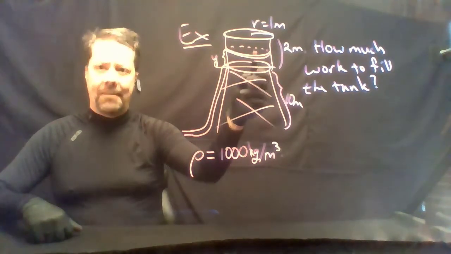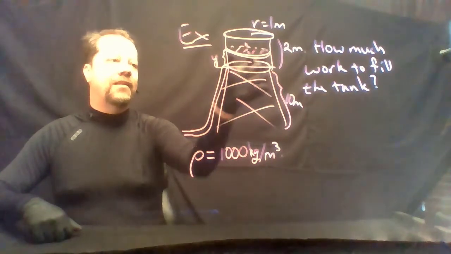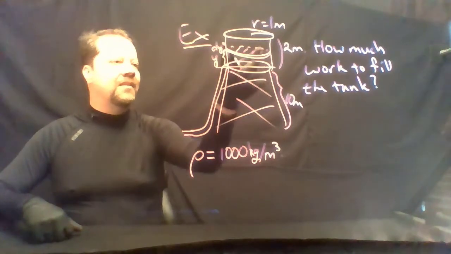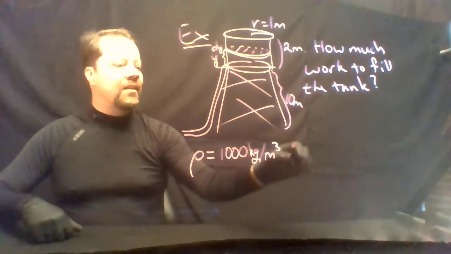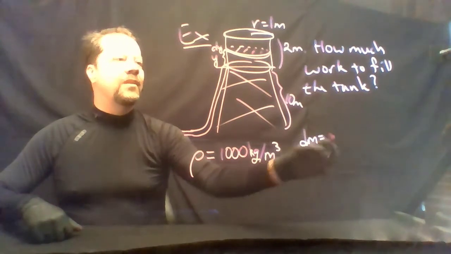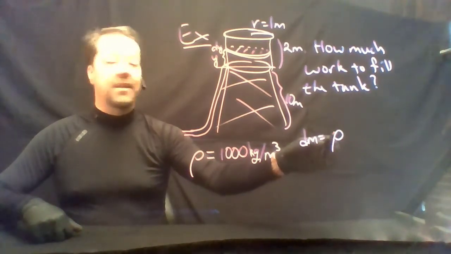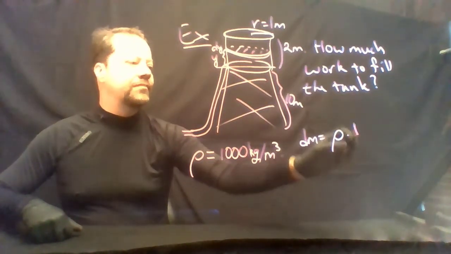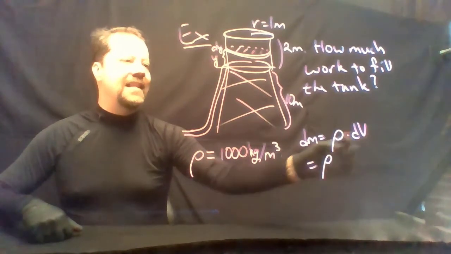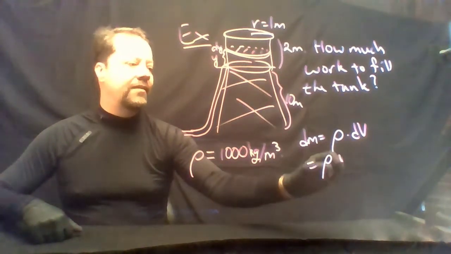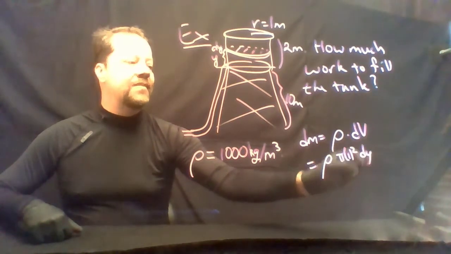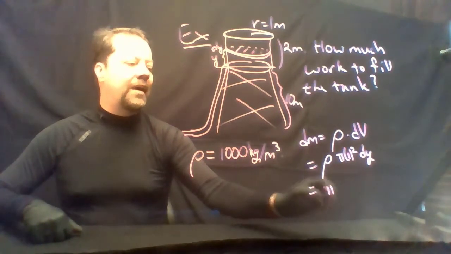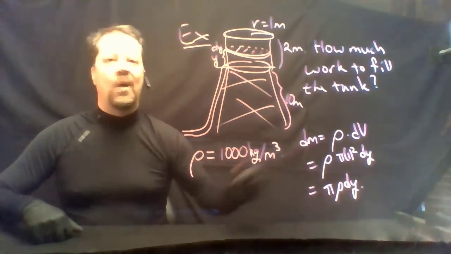Using the theorem of Pappus, it should be the area of the face times a little thin slice of dy, that amount that you slide that to find the volume. So the little element of mass will be the density, which is in kilograms per cubic meter, times that little element of volume. That's the density times pi r squared times that little element dy. The little element of mass is pi rho dy.